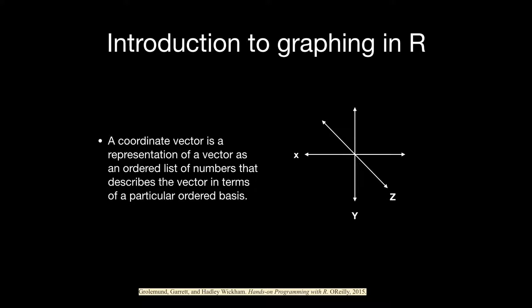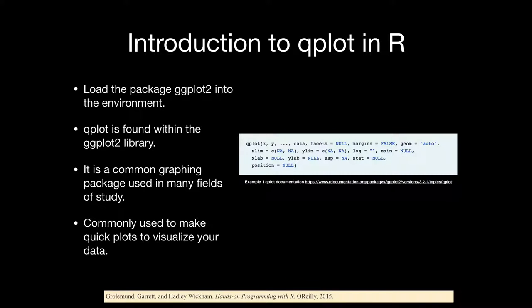Something we want to go ahead and define is a coordinate vector. A coordinate vector is a representation of a vector as an ordered list of numbers that describes the vector in terms of a particular ordered basis. Most of you have probably seen this from a mathematical standpoint, and it's something we're going to be utilizing within the graphing capabilities of R.